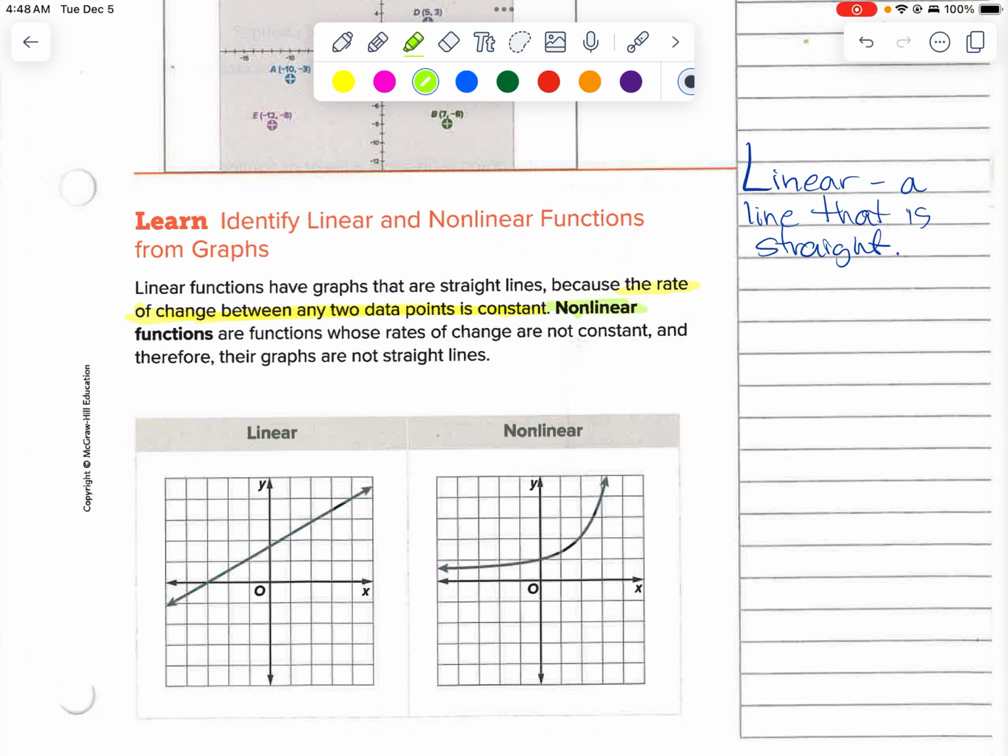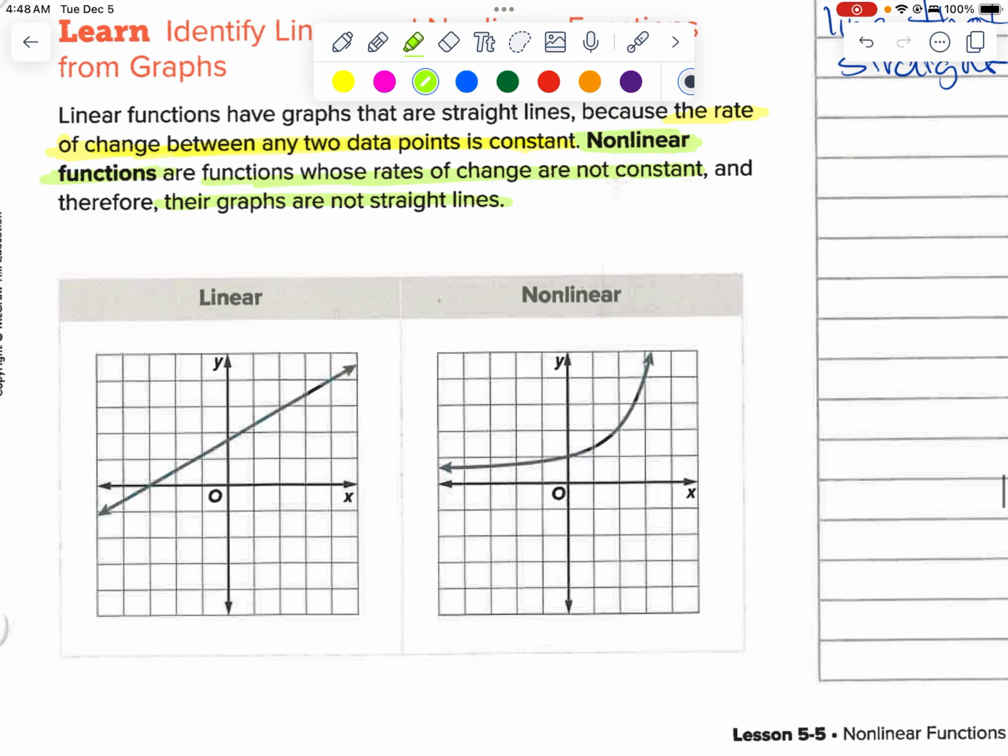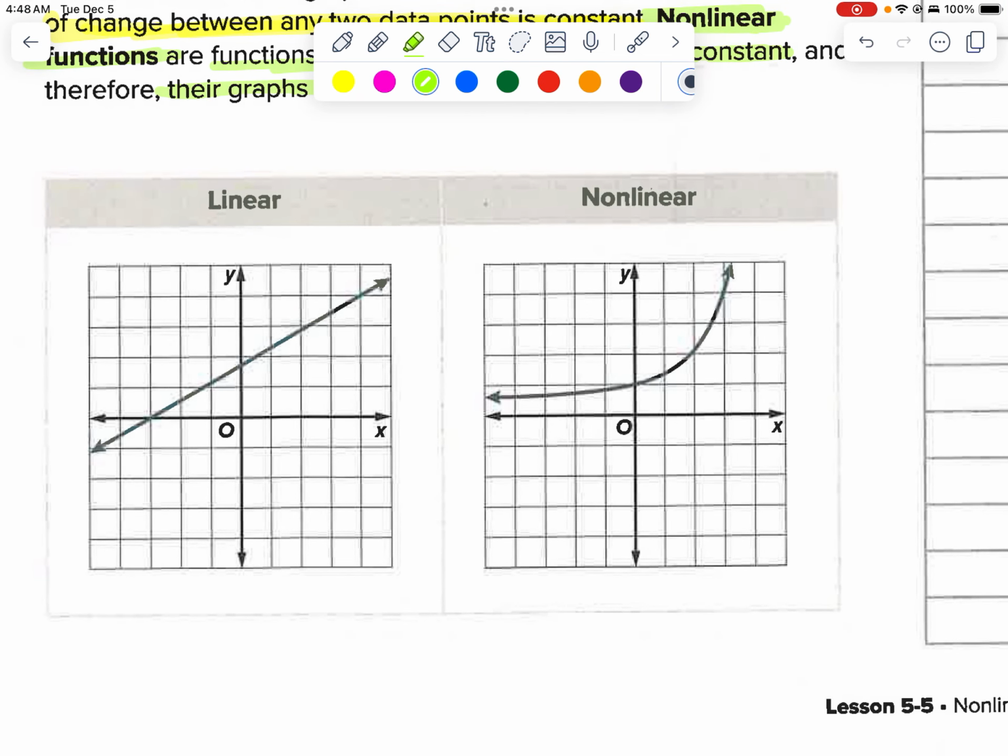Nonlinear functions are functions whose rate of change is not constant, and therefore their graphs are not straight lines. So if I look at this, clearly looking at a graph, it's easy to tell whether it's linear or not.